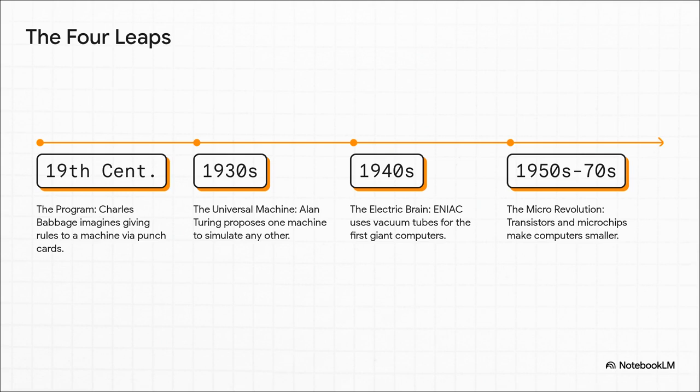Then, in the 1930s, Alan Turing had this incredible insight, a universal machine. One single machine that could pretend to be any other machine just by feeding it the right program. That is the absolute DNA of all modern software. Then the 1940s hit, and we swapped gears for electricity, creating giant electric brains like ENIAC. And finally, the micro-revolution. The transistor and the microchip let us shrink those room-sized brains down to the tip of your finger.